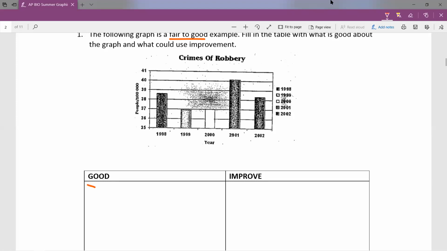Both of the axes are labeled. Okay. Not sure if that's how you spell the axes. Okay. The title of it. Okay, it is titled, but the title could be improved. How could the title be improved, Gracie? It could give a time span, or it could.